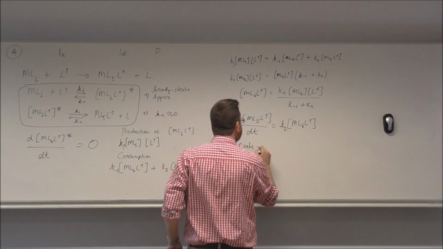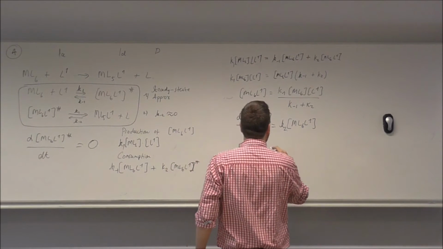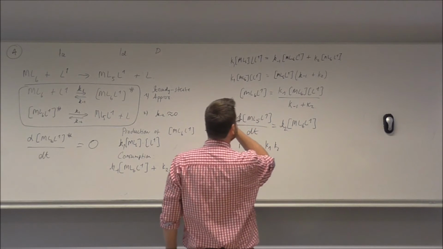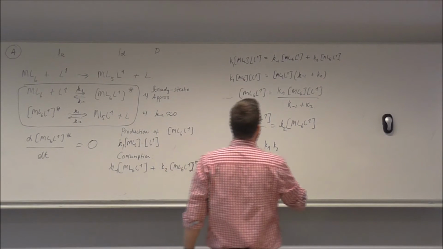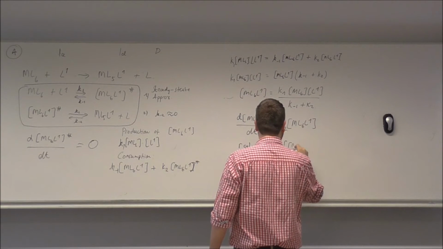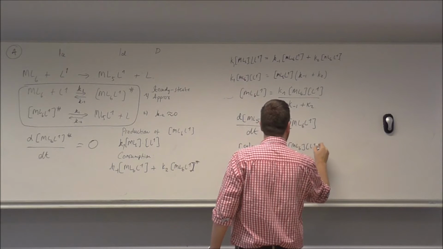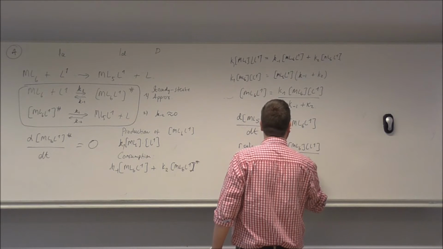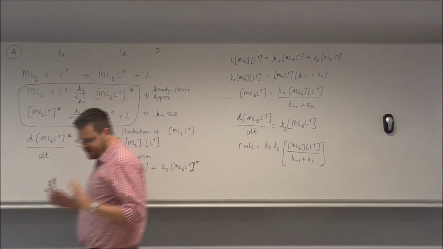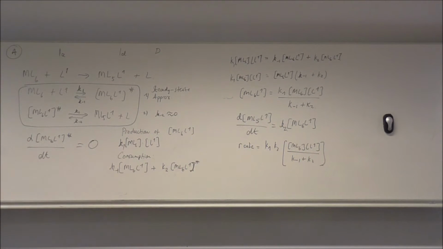So the rate is going to be K1 times K2. Just a moment. Yes, K1 times K2 times what we have there, ML6L1 over K minus 1 plus K2. Alright, that's it. We've now derived the rate law for an associative reaction pathway. That's the rate law.